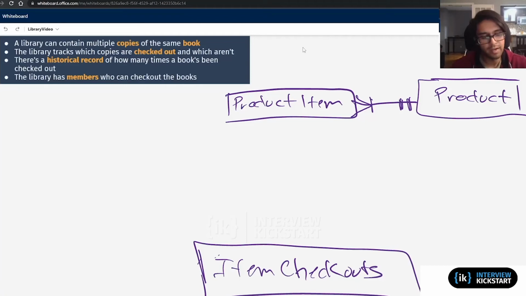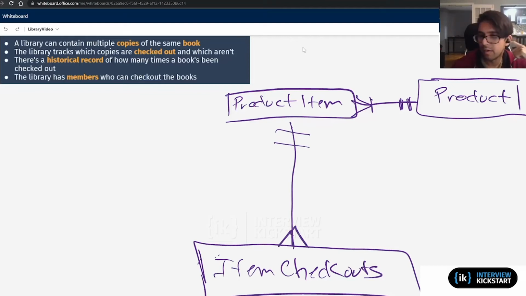From what we have so far, we know that an item is what's going to be checked out, so there's going to be a relationship like that. A checkout is always going to have some item that was checked out, so it's going to be a one. One record will track one checkout. Someone checks something out, it's returned, someone else checks it out, so an item can have multiple checkouts. That's going to be the upper bound, like this.